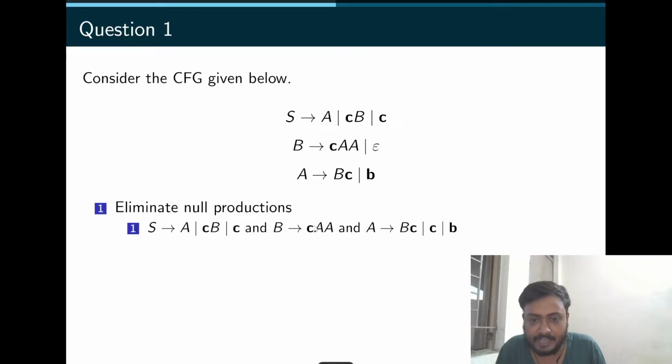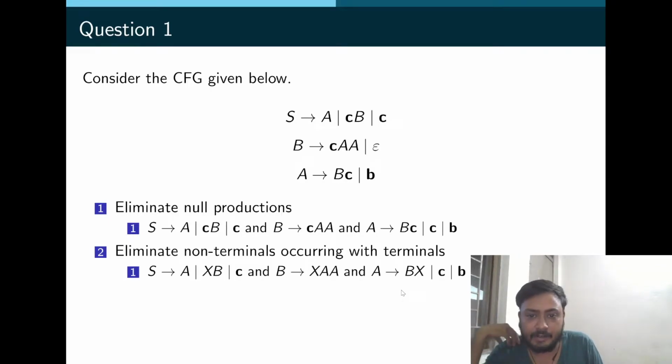We make B gives CAA, we remove the epsilon part. And if you look over here, if we replace B with epsilon, we get only C. So a new rule gets added over here, which is A gives BC or C or B. And then B can give CAA. And you have successfully removed that B gives null part. So that is the first step. So far we have not had to introduce any non-terminals due to this step.